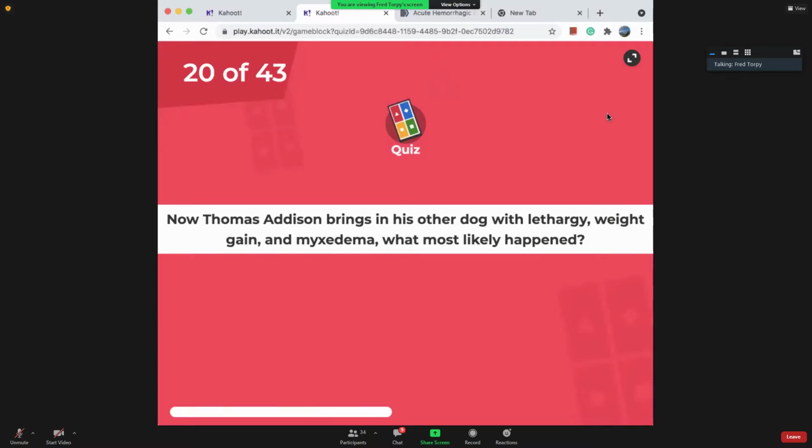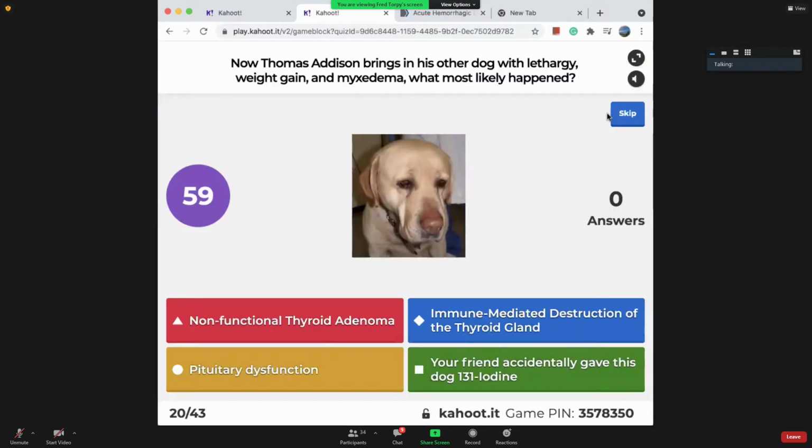Okay, this is confusing. Now Thomas Addison has a dog with something else going on. Not Addison's this time, even though it's Thomas Addison. It's confusing. Also, Thomas Addison's the dude who discovered Addison's, if anybody hadn't.